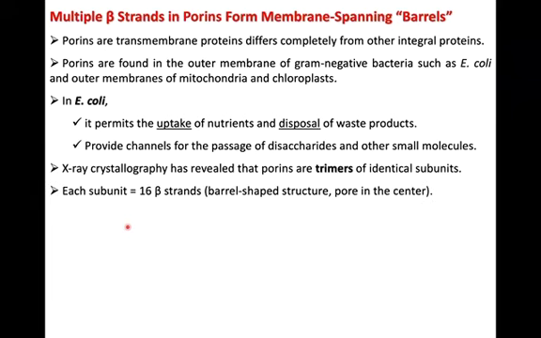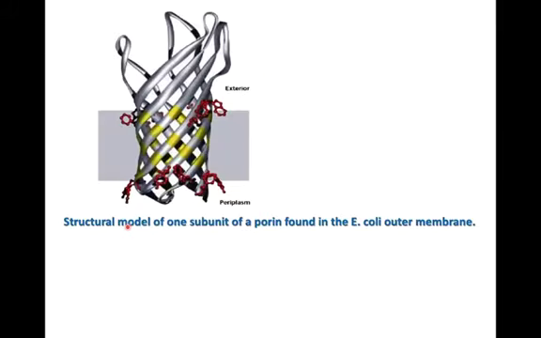Each subunit of these trimers consists of 16 beta strands. 16 beta strands form a barrel-shaped structure where the bore is in the center. Let's see here a model. What you are seeing here is just one subunit. And as you understand, we have just said that the porin consists of a trimer. So you are seeing here only one subunit. And if you count these beta sheets, you will find that it is 16.